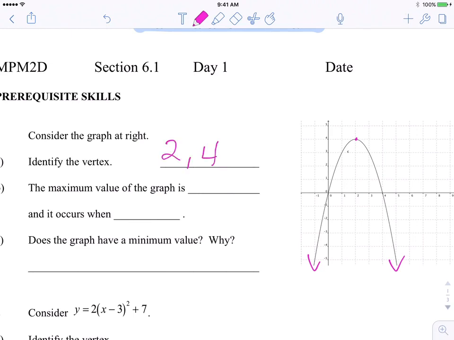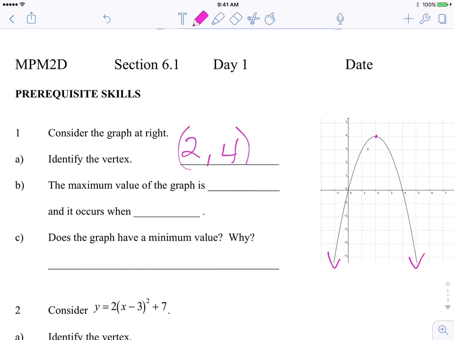So let's record that here. The vertex is 2, 4. The maximum value of the graph is y is less than or equal to 4. That is because the vertex is what limits our parabola, or the parabola is limited by the vertex. In this case, the y value of the vertex.